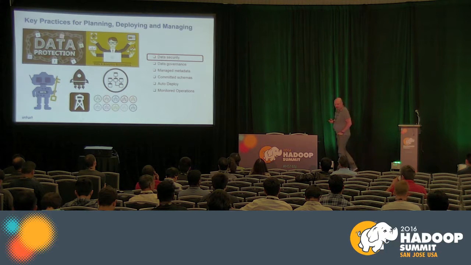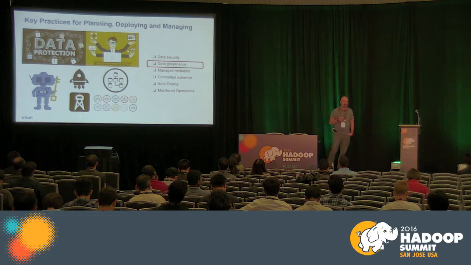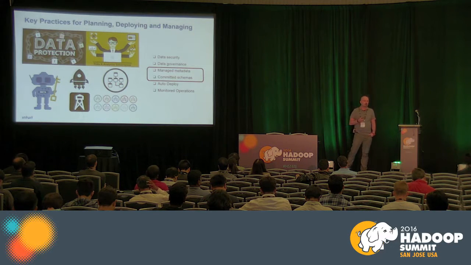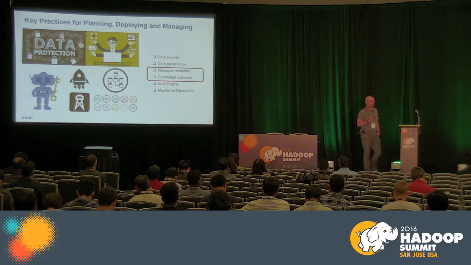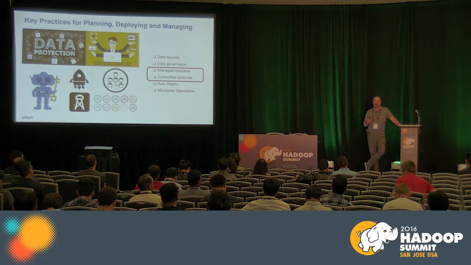A couple of other areas that you want to look at when you build and provide a data platform for multiple products are managing your metadata and providing committed schemas. For example, if you have multiple products emitting clickstream data into a data platform, you want to make sure that's done in a consistent way so that you don't end up managing multiple different pipelines doing the same thing.